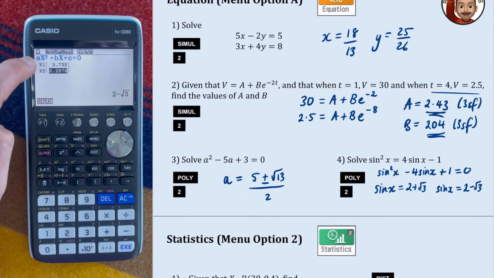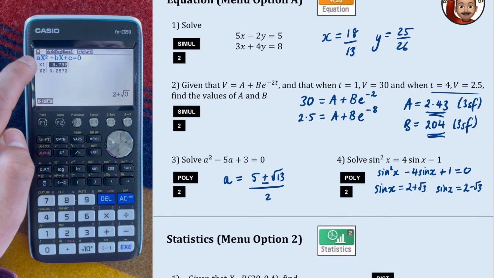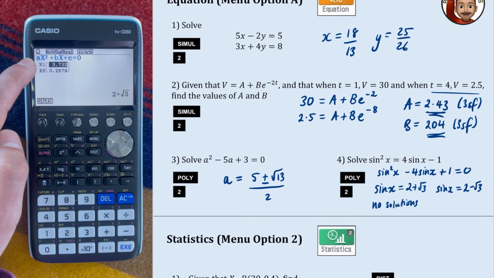Now, if you look here, 2 plus root 3 we can see is way too big because sine is only going to have a solution between 1 and -1. So this first one here is going to have no solutions. And then what you could do with this one is you could figure out what x is by doing the inverse sine of 2 minus root 3, etc. But it's just a quick way of figuring out what the sine x part is going to be.